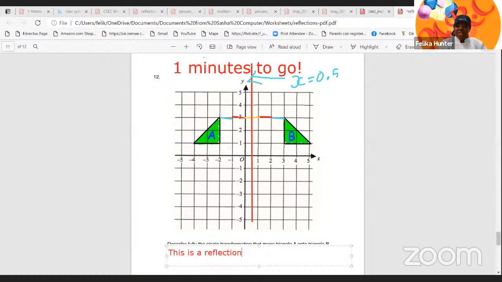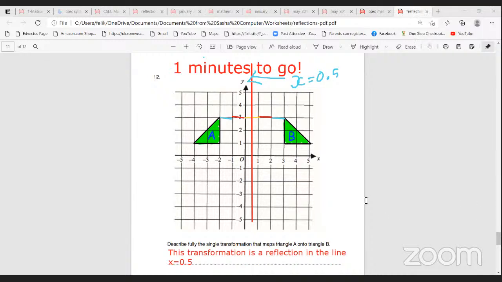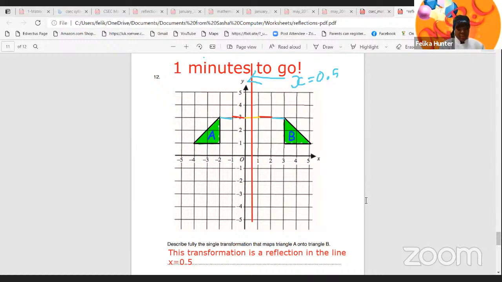So describe fully the single transformation. You could start by saying this transformation is a reflection. That's 1 mark for stating that it's a reflection. And you need to state the line that it is reflected in. Which line is it reflected in? X equals 0.5. So you make that statement, and that's it. That's the 2 marks.